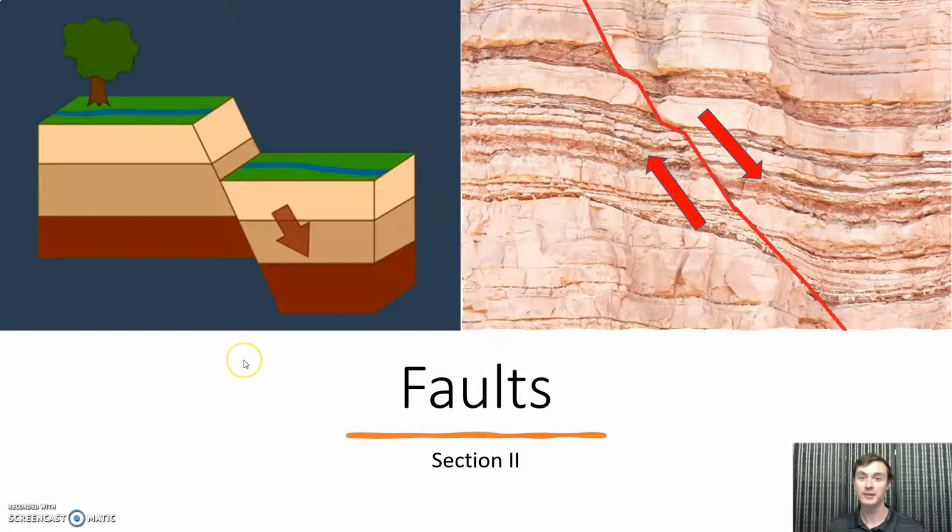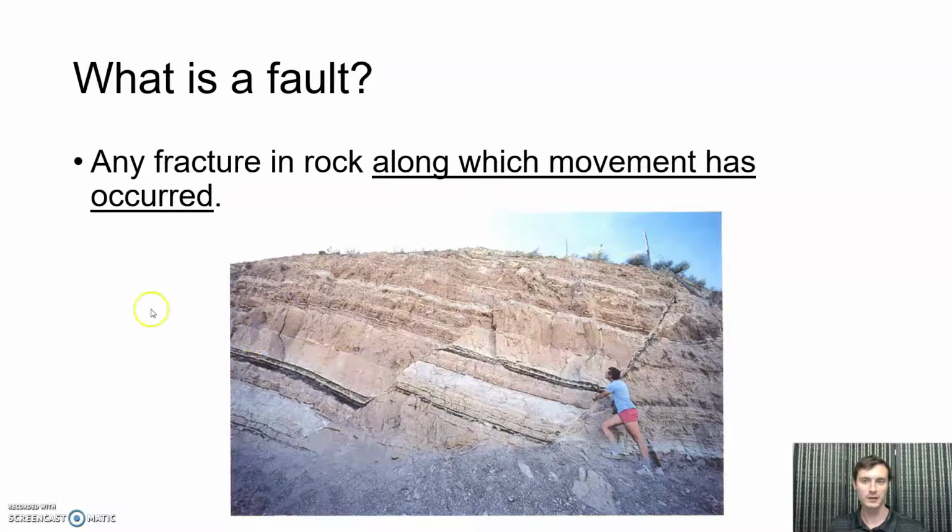Welcome back, everybody. In this section, we are going to talk about faults. So what is a fault? This is going to be any fracture in rock along which movement has occurred. Something like this or this.